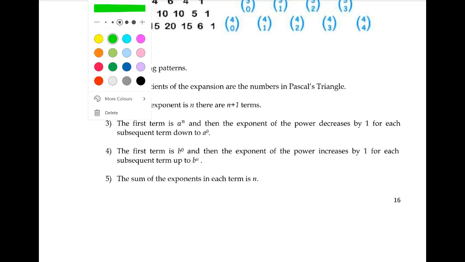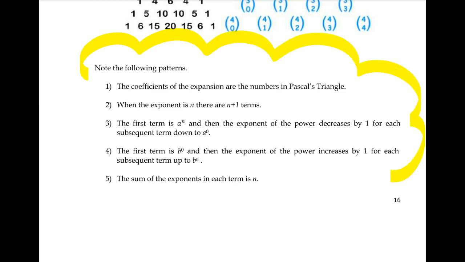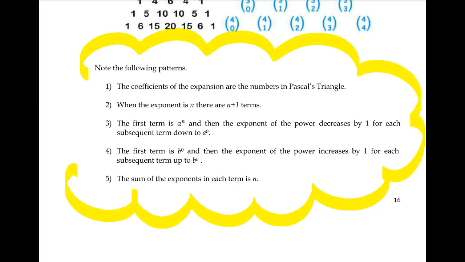So there are the following patterns. This would be a helpful thing to refer back to for general patterns, for when you have to explain why Pascal's triangle is important on the provincial exam. So, noting the patterns: coefficients of the expansion are the numbers in Pascal's triangle. That's the green highlighter up there.